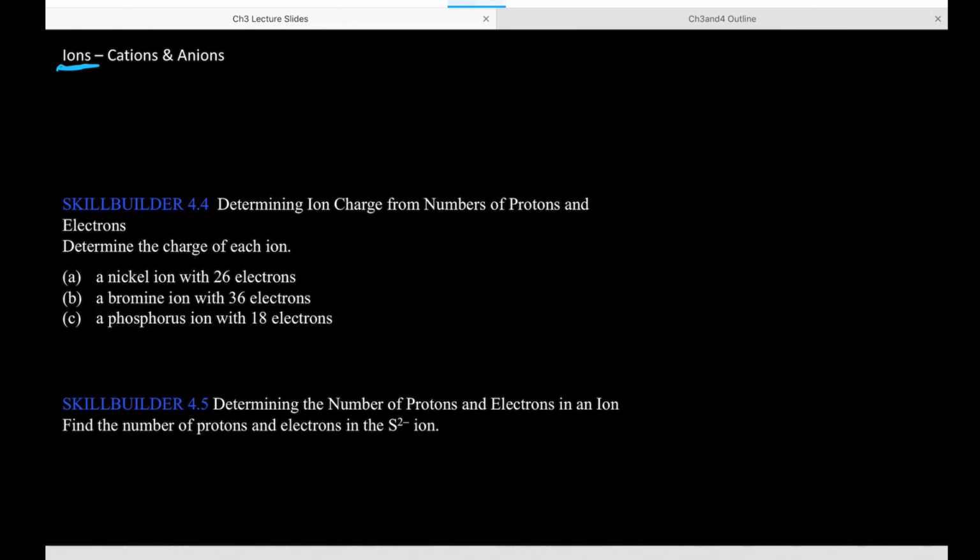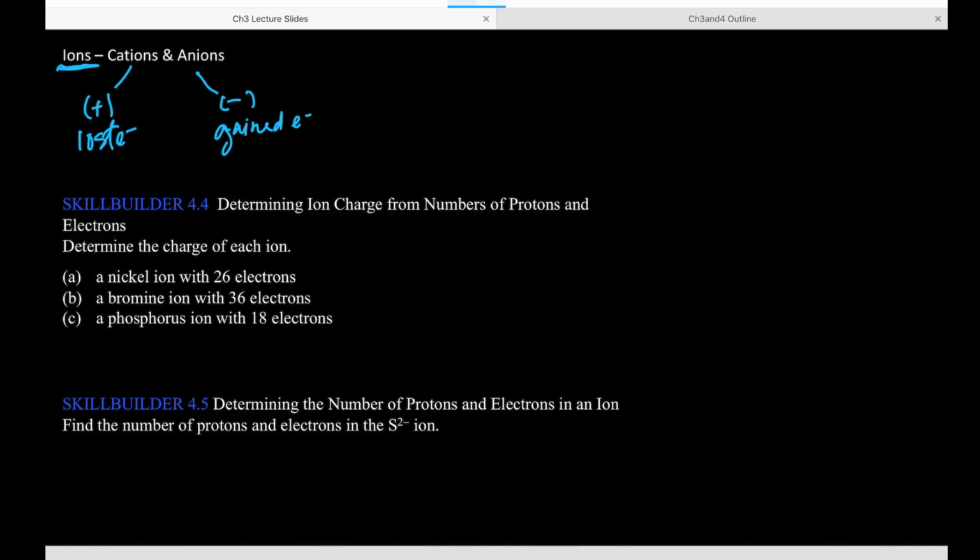So to be very specific, something that is a cation has a positive charge, and that is because it has lost electrons. That's how you get a positive charge. Anions are things that have a negative charge because they have gained electrons. Okay, so when we think about that, let's go ahead and do some practice.